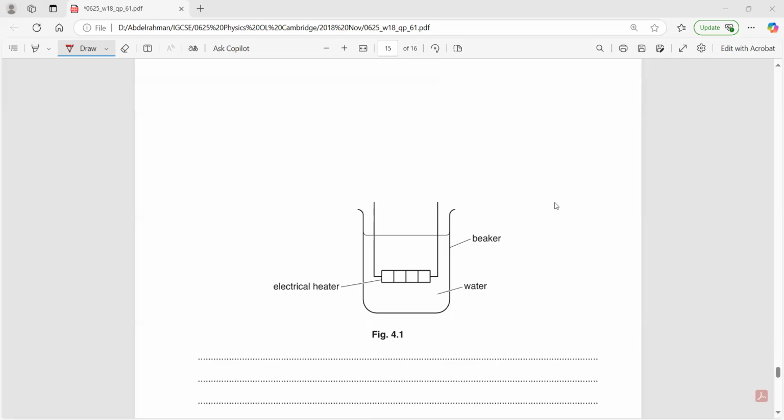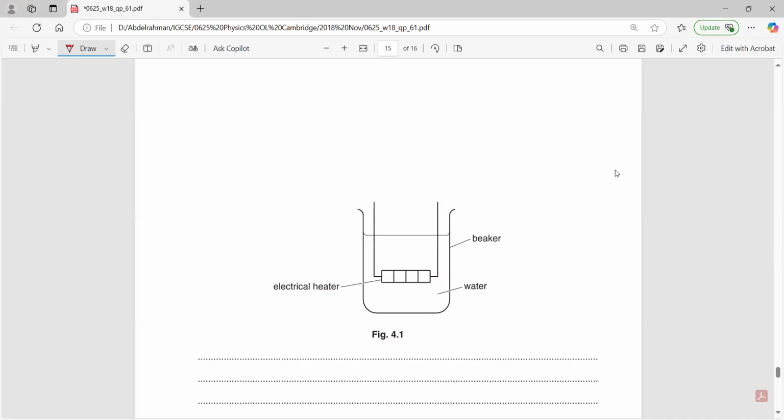We need to find the reading of the voltage and the reading of the current in order to calculate the power. So first of all, we need a voltmeter. Right? We need an ammeter. We need a power source, battery, or whatever. Should I add a variable resistor? If you want to. Should I add a switch? If you'd like to. These things don't really matter.